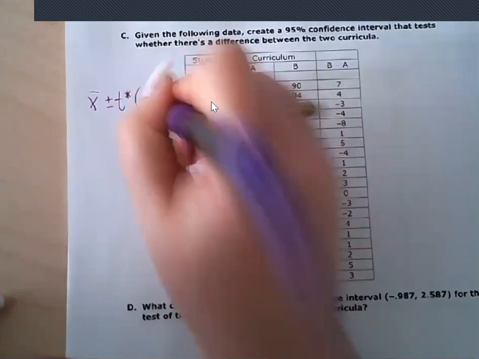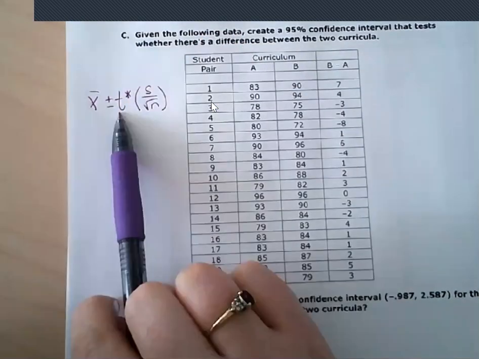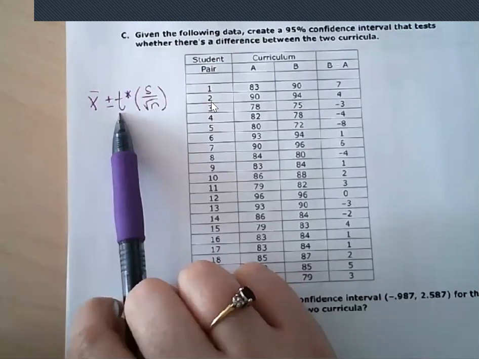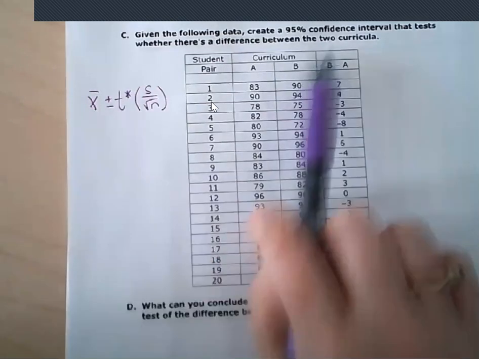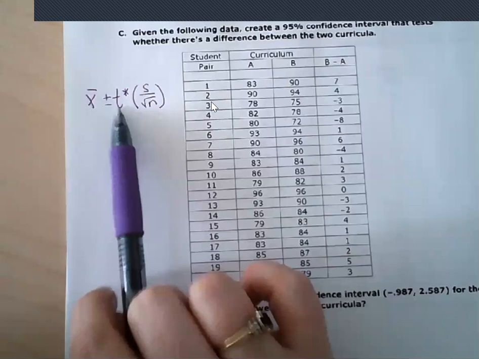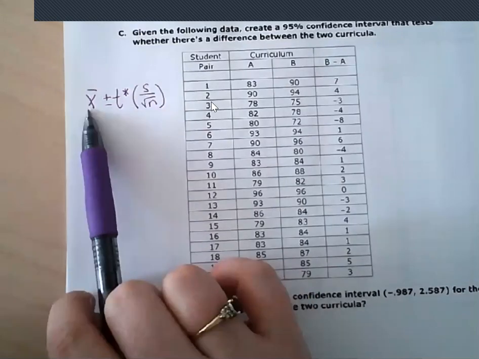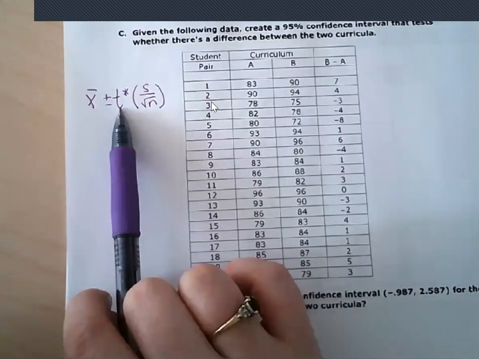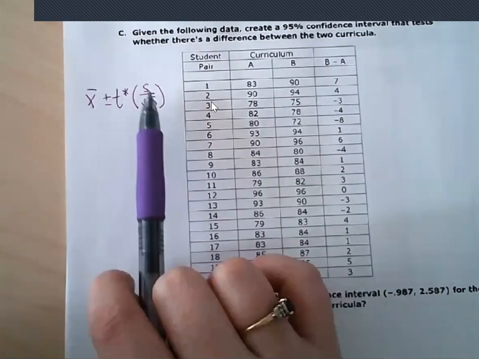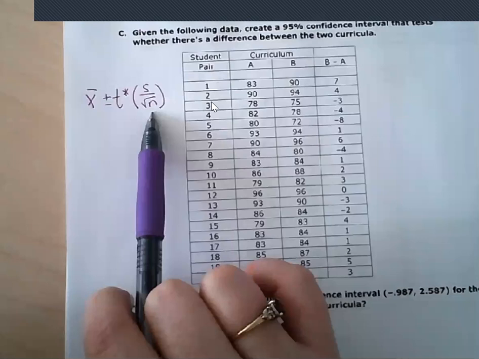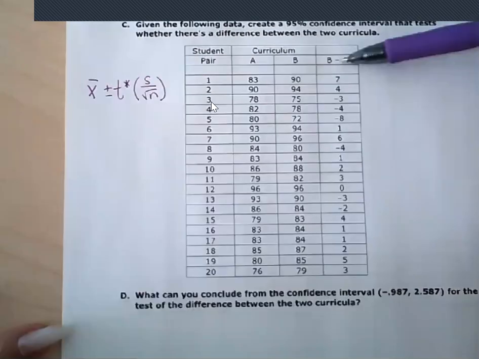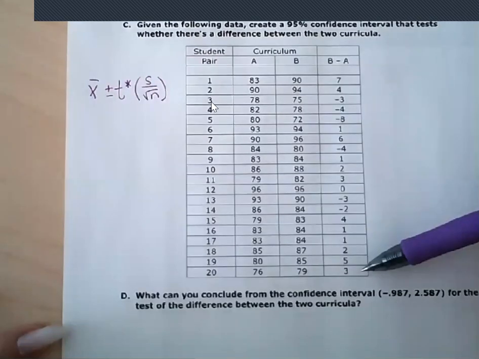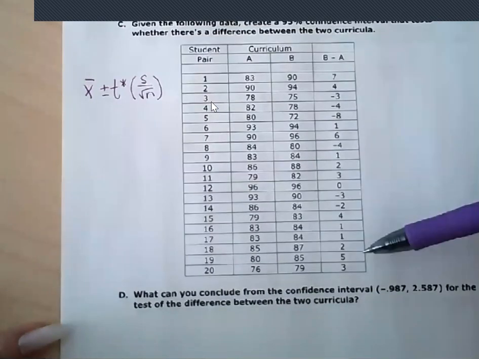Okay, so remember, we would use Z star if we knew the population standard deviation, but since we do not, since all we have is a sample, we use a T distribution. So I need to know X bar, I need to know my T star, which is based on degrees of freedom and the tail area, S, and I need to know N. Okay, so from here, I can calculate my standard deviation and my X bar by hand. It takes forever though.